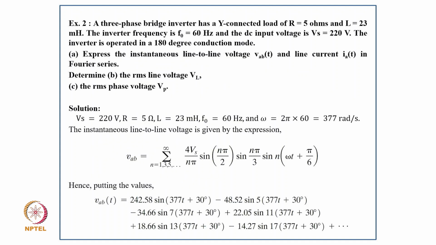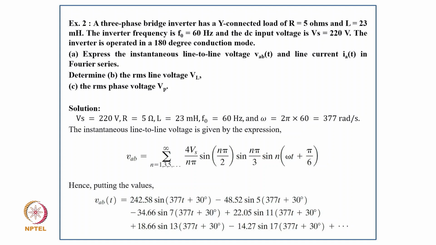Now coming to the second example: a 3-phase bridge inverter has a star connected load of R equal to 5 ohm and L equal to 23 millihenry. The inverter frequency is F0 equal to 60 Hz, and the DC link voltage Vs equal to 220. The inverter is operated in 180 degree conduction mode. Express the instantaneous line to line voltage VAB and the line current IA, and determine the RMS line voltage VL and the RMS phase voltage VP. Solution: Vs equal to 220, R equal to 5 ohm, L equal to 23 millihenry, F0 equal to 60 Hz, and omega equal to 2 pi into 60, that is 377 radian per second.